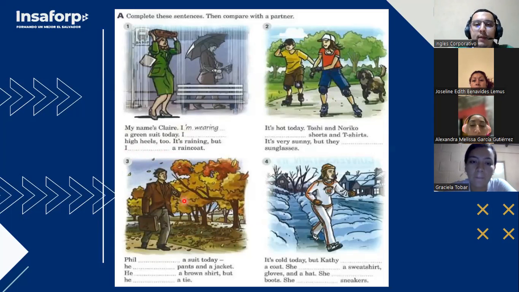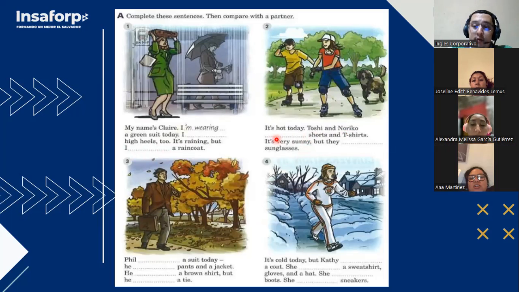Okay, let's see number two. It's hot today. Toshi and Noriko are wearing shorts and t-shirts. Okay, if you hear, guys, some of you are saying they are wearing, some others are saying they're wearing. The two forms are correct. In one, we have a contraction, and in the other it is without contracting, right? That's the only difference that we have. They are wearing shorts and t-shirts.